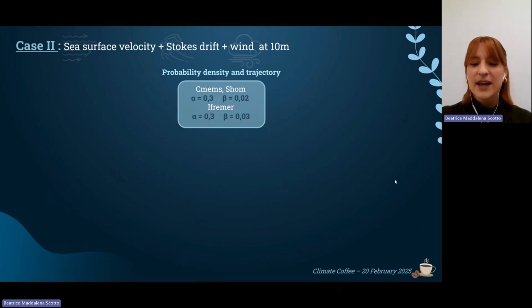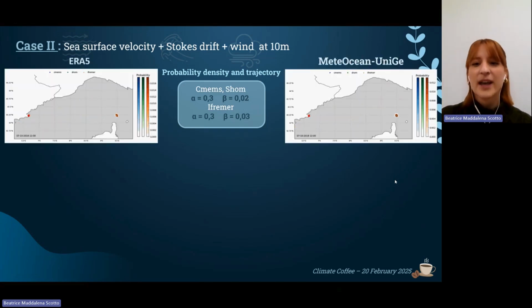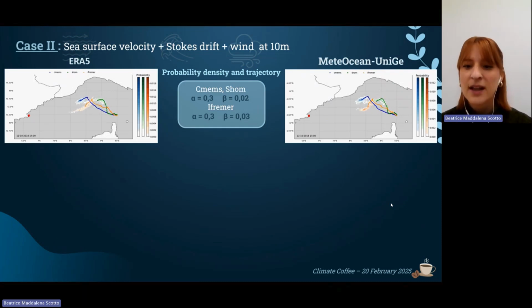So to evaluate these optimal values, we carried out a sensitivity analysis, which is based on the knowledge of the time of impact of the oil spills and when it reaches the French coast. So here we have the two results, and as we can already notice from the first instance, the trajectory of the three simulations are already improving, having a more similar behavior one from the other.